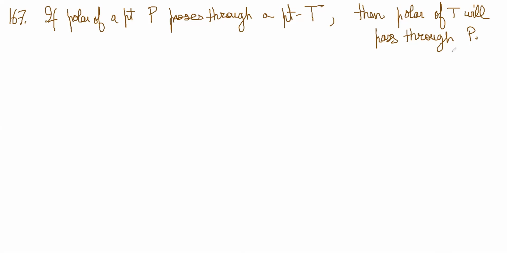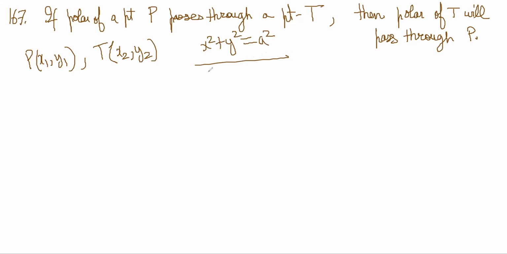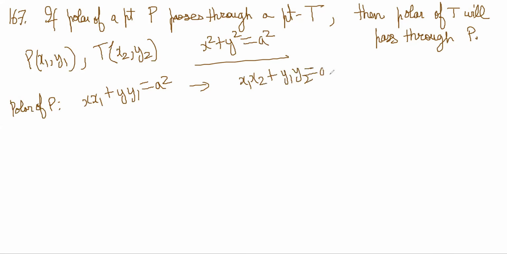So let's say point P is x1, y1 and point T is x2, y2, and the circle is x square plus y square is equal to a square. So the polar of point P will be what? The polar of P will be x1 x plus y1 y is equal to a square. And it passes through T, that means x1 x2 plus y1 y2 is equal to a square. And the polar of T is what? x2 x plus y2 y is equal to a square.